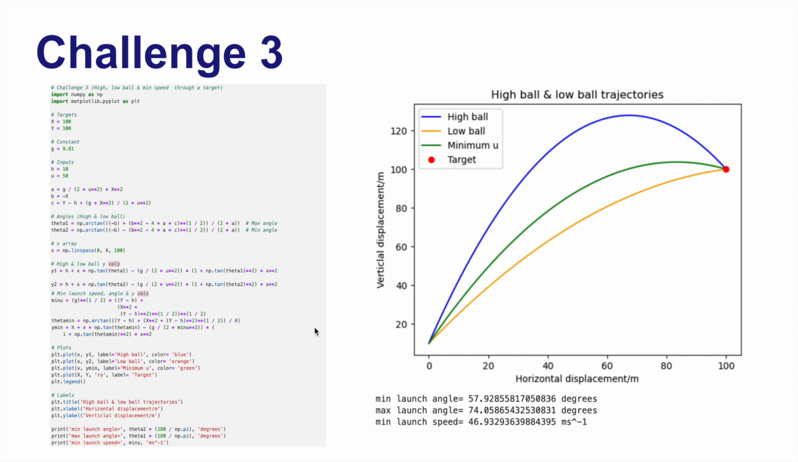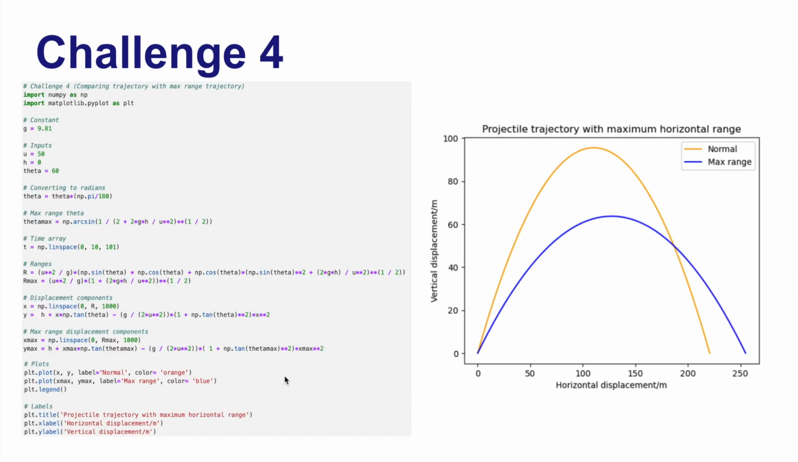Next, for an input target and launch velocity, I plot the high ball and low ball trajectory, as well as the minimum launch velocity trajectory. Here, for an input launch velocity, height and angle, a trajectory compared to one which maximizes horizontal range with the same launch velocity is plotted.